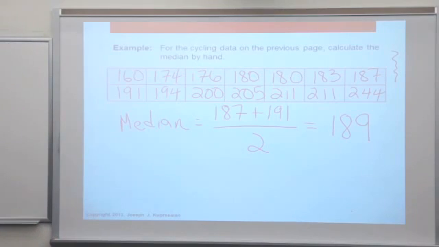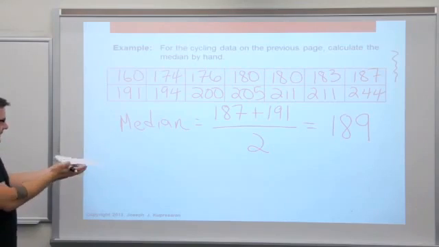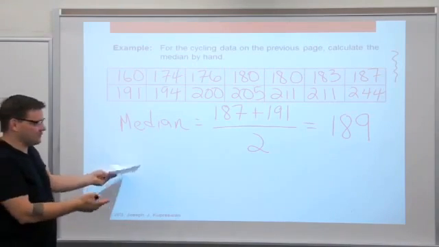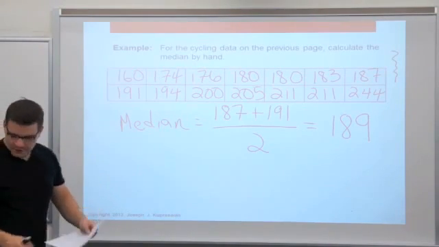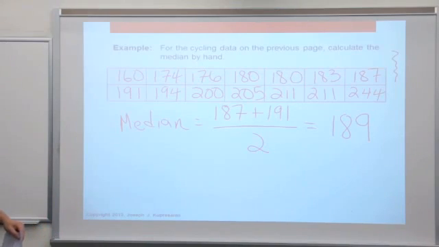And there's the median. Okay, pretty easy, pretty straightforward, as long as the data set's on the smaller side. With hundreds of numbers, we really would draw on technology to figure out medians and means. Okay.